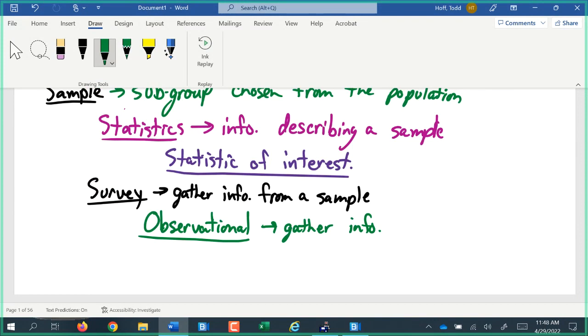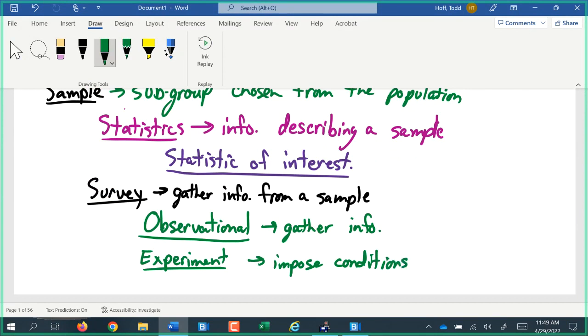But it could also be more of a clinical setting where you have people that have a certain illness and you just watch them to see how the illness progresses or whatever. In the medical fields, though, it's more often done as an experiment. And an experiment is when you impose conditions.